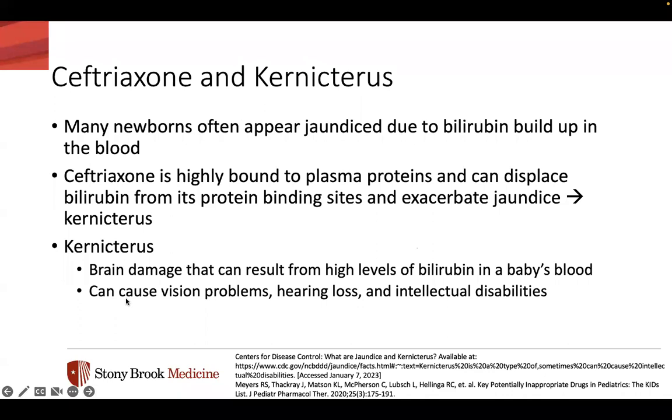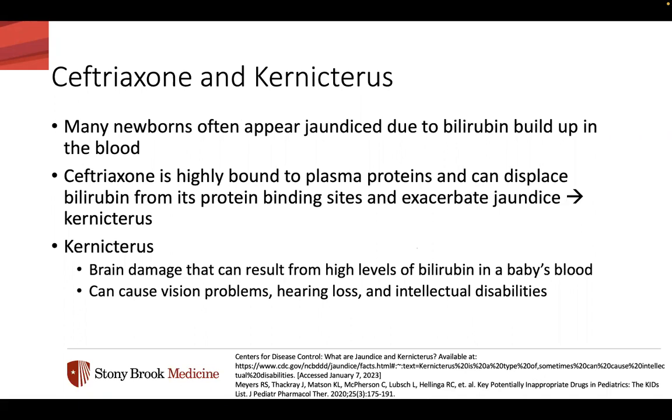So ceftriaxone is known to cause kernicterus. During pregnancy, the mother's liver removes bilirubin for the baby. But once the baby's born, they have to remove that bilirubin themselves. In some babies, the liver isn't fully developed enough to efficiently get rid of bilirubin. So most newborns actually appear jaundiced because of this bilirubin buildup in their blood. Bilirubin is made by your body when you break down red blood cells, and it's found in your bile, and it helps you digest food. Jaundice is that yellowing of the skin and eyes that you see in a lot of newborns.